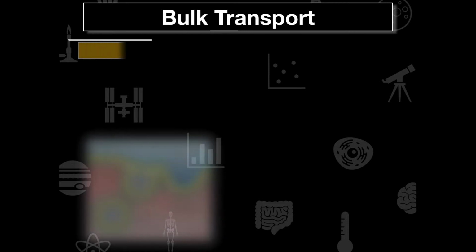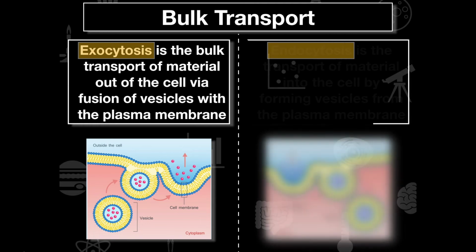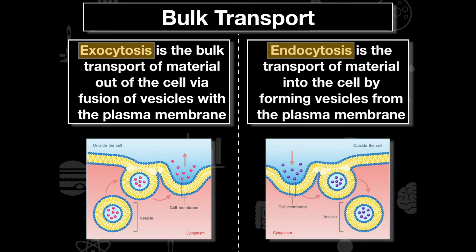So, bulk transport. This is another type of active transport. We're going to look at a concept map just so we can understand this. But we have two types of bulk transport. We have exocytosis, and then we're also going to have endocytosis. Now, exocytosis is the bulk transport of material out of the cell via fusion of vesicles with the plasma membrane. Endocytosis is transport of material into the cell by forming vesicles from the plasma membrane.